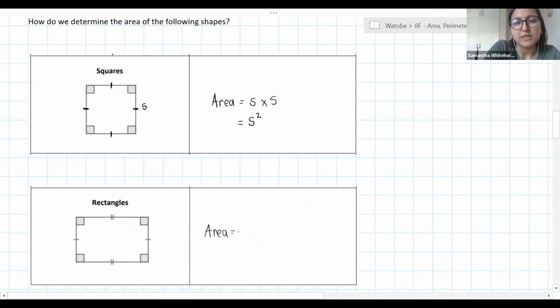What we do is we take the length, which is basically the longer side of my triangle, times by, and you can either call it the breadth or the width, it really doesn't matter, but it is the shorter side of your rectangle.